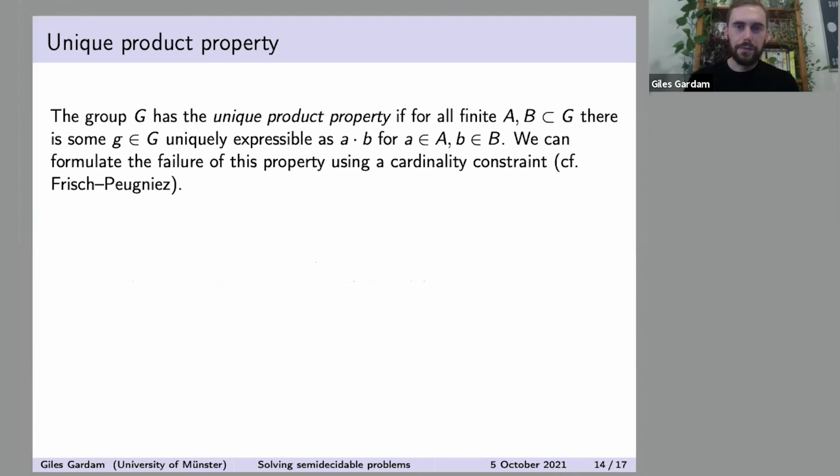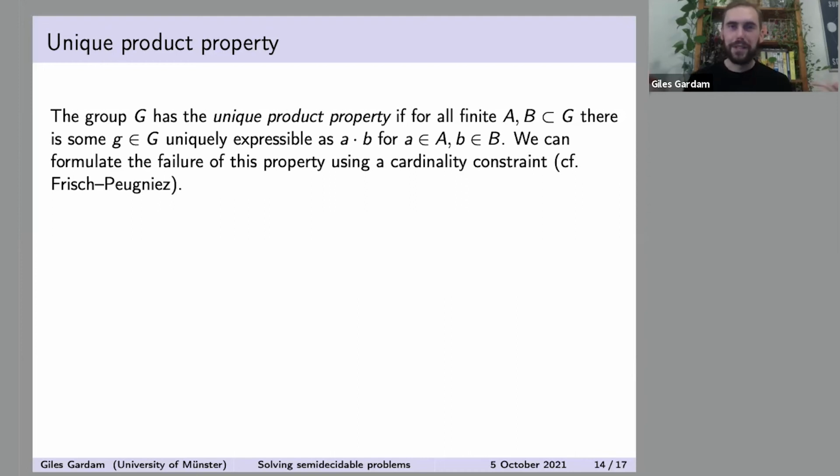So now, what about this unique product property? The definition is what it says in the name, that we have unique products. The property says that for all finite subsets A and B of the group G, there's some element of the group which is uniquely expressible as a product of an element a from A and an element b from B. This is certainly only true for torsion-free groups, because if we have any finite subgroup, I can just set A and B to both be that finite subgroup, and then this property will fail straight away.